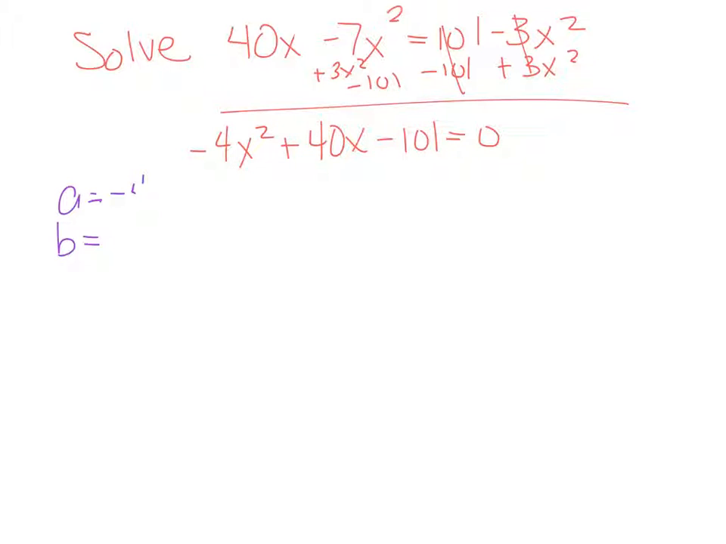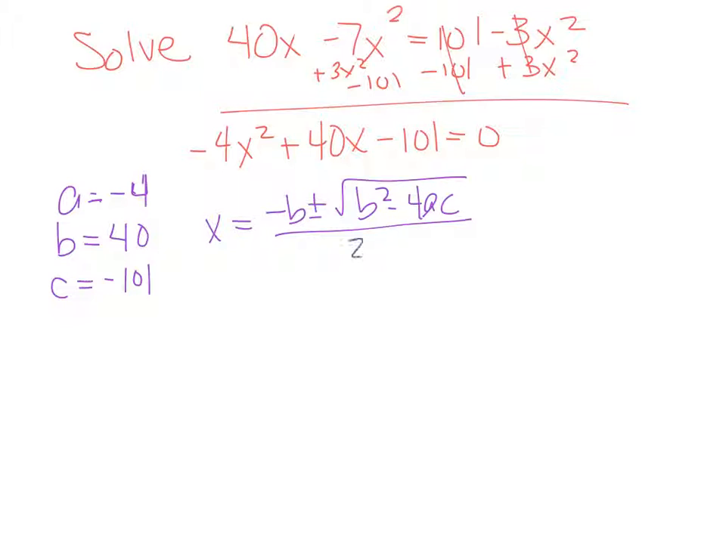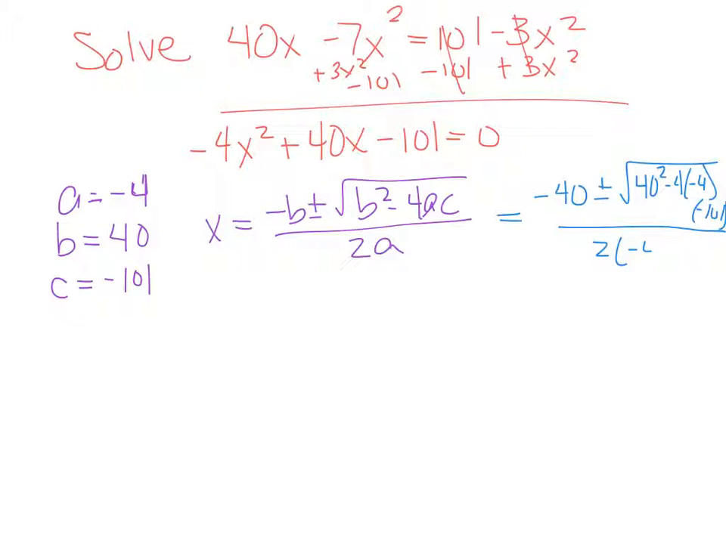What is b? 40. And what is c? Negative 101. So it doesn't matter what numbers you have. X equals negative b plus or minus the square root of b squared minus 4ac all over 2a. Equals negative 40 plus or minus the square root of 40 squared minus 4 times negative 4 times negative 101, all over 2 times negative 4.